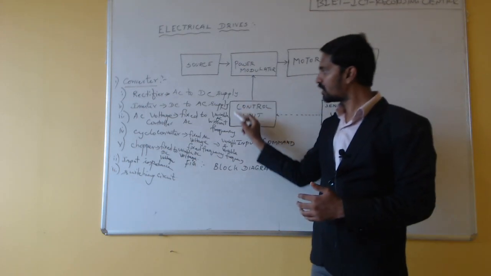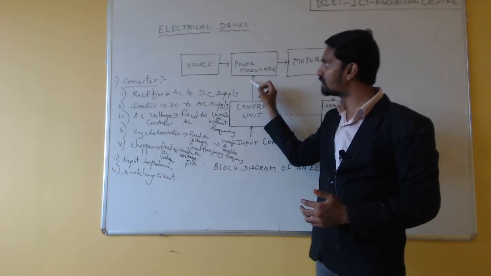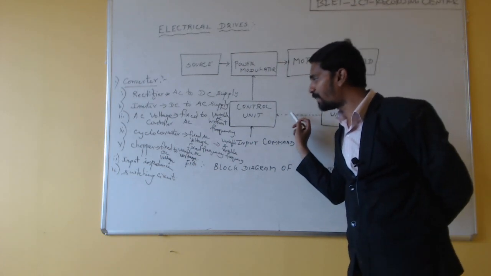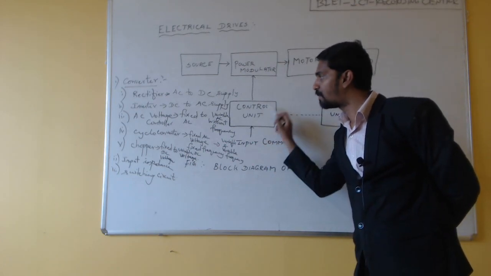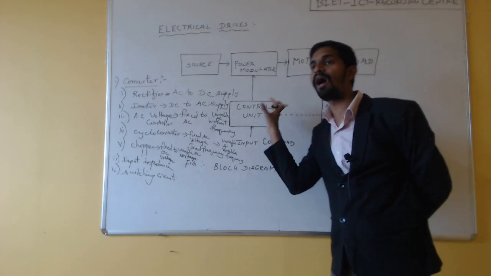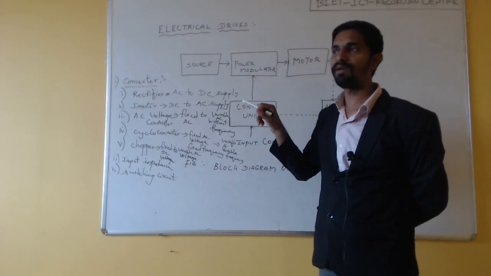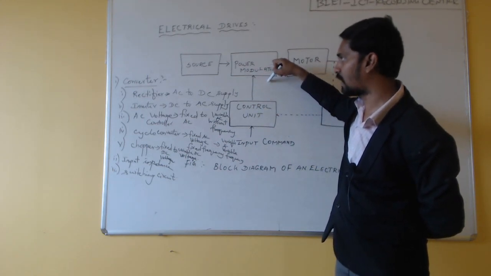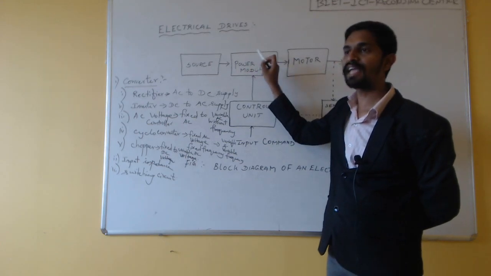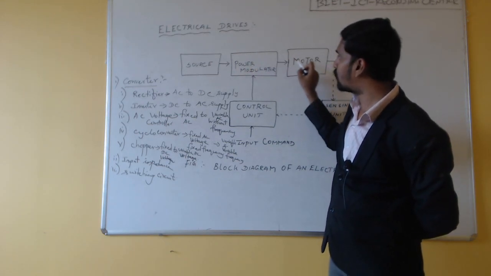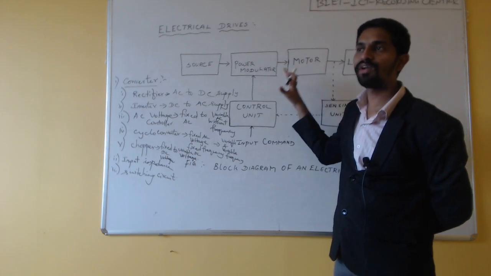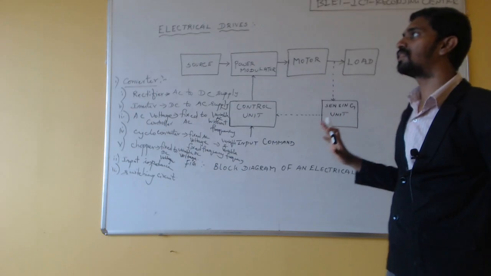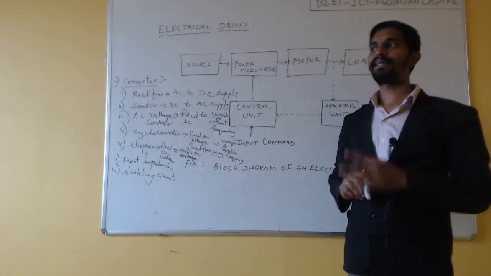The control unit is used to control the power modulator. Based on the sensing unit, it compares with the reference input signals, and based on that comparison, it gives the appropriate command to the power modulator. Based on that command, the firing angles are given, so the motor achieves the accurate desired motion control. So this is the functional block diagram of an electrical drive.